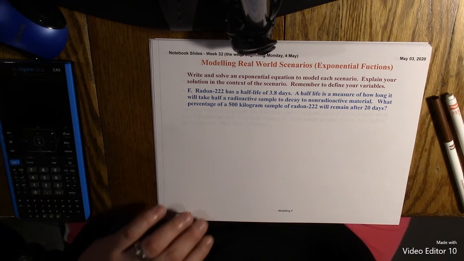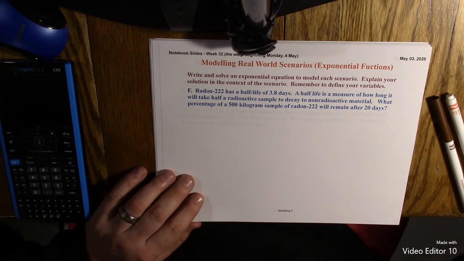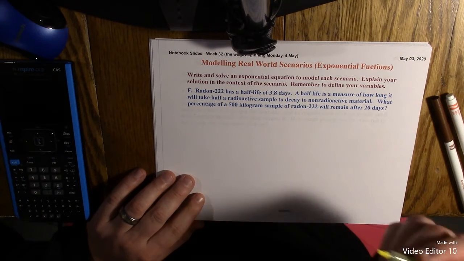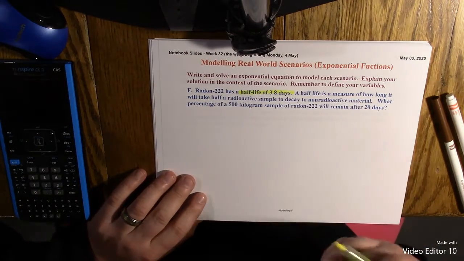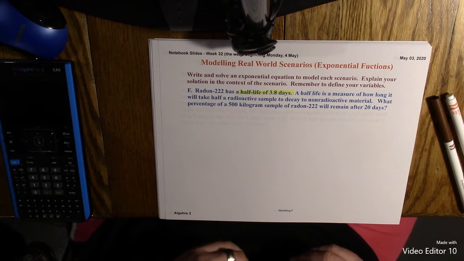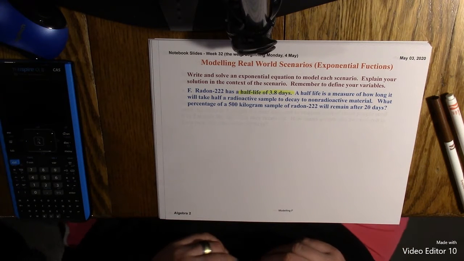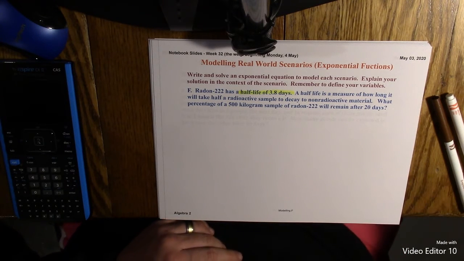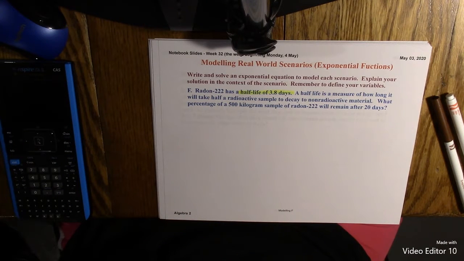So here we're dealing with the sample radon-222, which is, if you remember your chemistry, just its mass number, protons plus neutrons. Radon has a half-life of 3.8 days. This one decays very quickly. Some half-lives can be in thousands of years, like carbon-14, which is used for carbon dating. But this particular one has a very short half-life of 3.8 days.